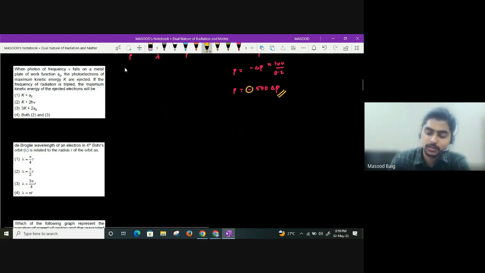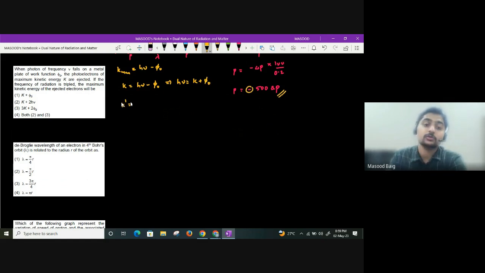However, if you want to solve this question, very basic case again, maximum kinetic energy is given as h nu minus phi naught. What is maximum kinetic energy given as? K will be h nu minus phi naught. So from this, I will write h nu value as K plus phi naught. In the next case, what they are saying? They are saying frequency is tripled. So what will this be? 3 h nu minus phi naught.